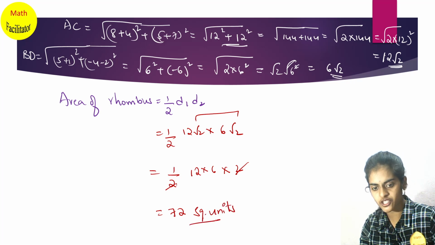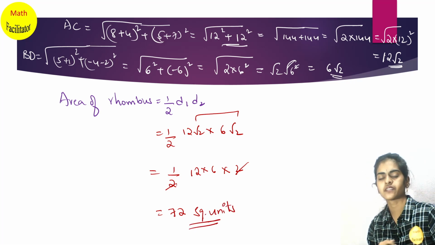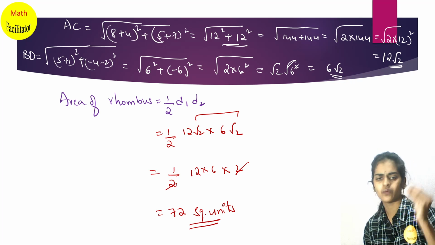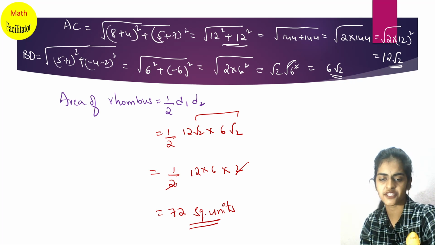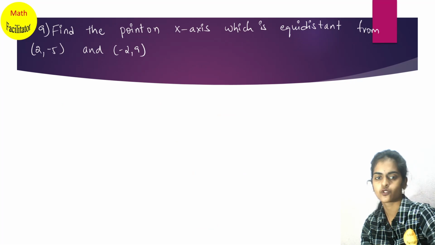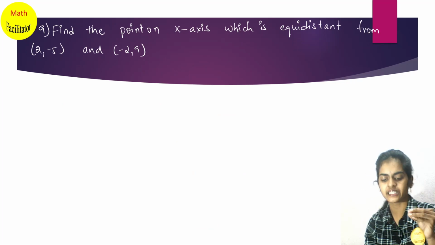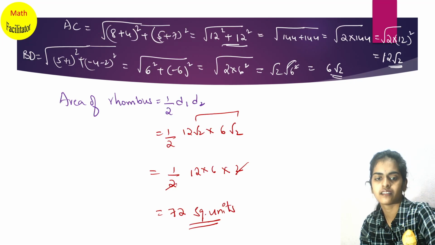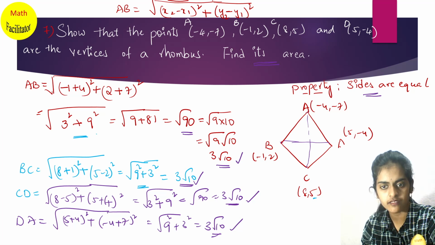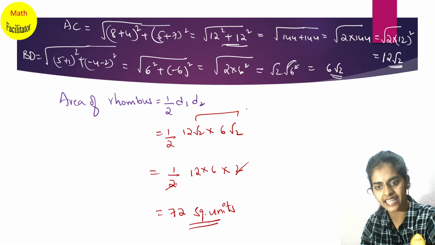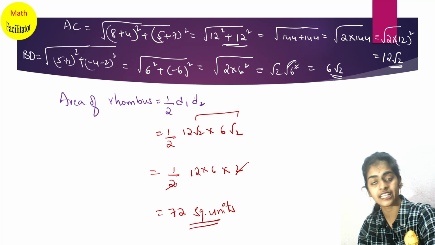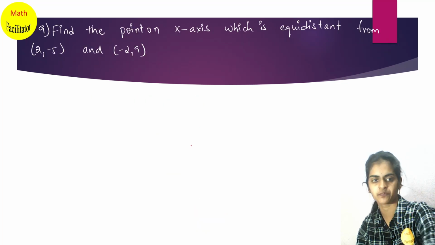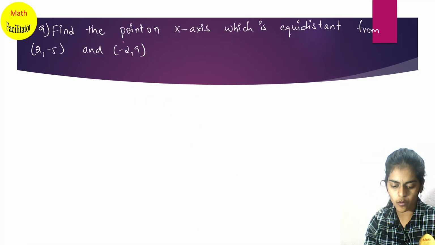Don't forget to mention the square units in the examination, otherwise you will lose your marks, right? Very easy question, but it will be asked for an essay question. So be careful. The important property is you will show that the sides are equal and then you have to find the area. So for area, you are finding the length of the diagonals, and then you are substituting.